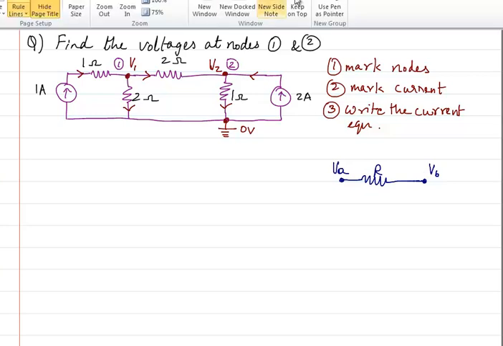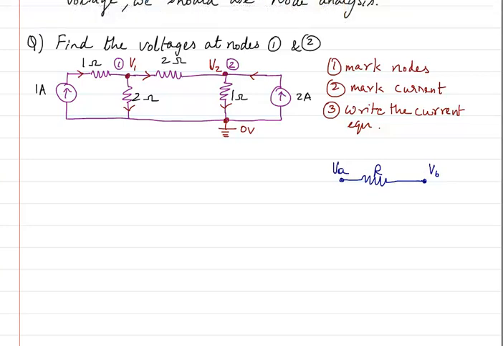For example, in this particular circuit, this element has two nodes, V1 and V2. Similarly, this element has two nodes, one is this V1 and another is 0 volt. Similarly, this 1 ohm resistance also has a node V1 and a node 0 volt. Now, why am I taking the node 0 volt here? It's very important to consider. See, all these are 0 node. All these are 0 node.